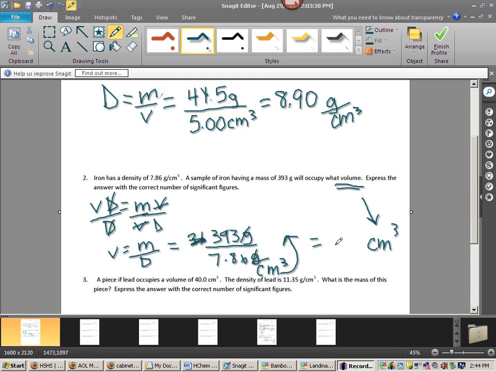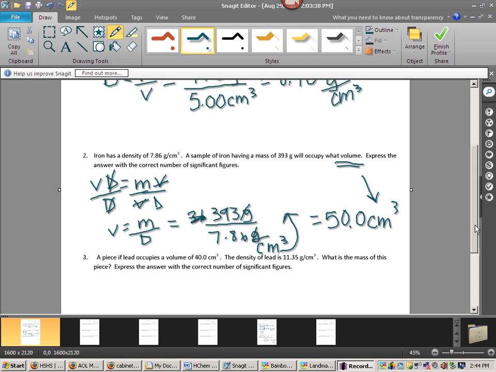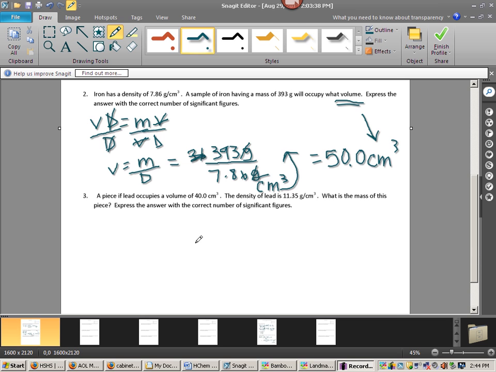Now go to your calculator. 393 divided by 7.86 is equal to, the calculator reads out 50, but we need 3 significant figures, because 3 significant figures divided by 3 significant figures means 3 significant figures in the answer. So there you go.